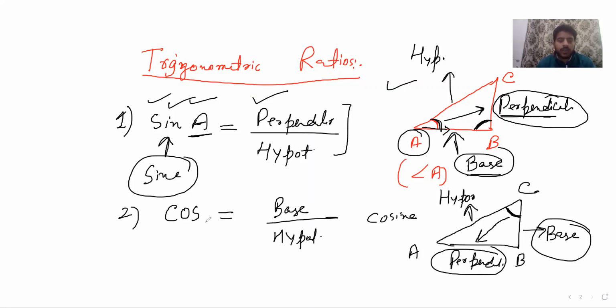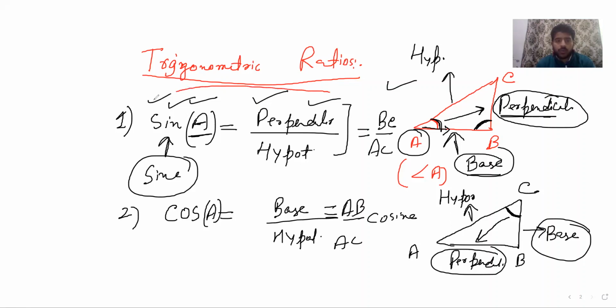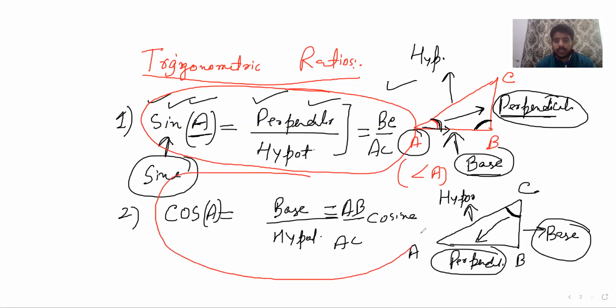So this thing will be your cos of that angle, and I have chosen from this point of view, that is A. So if I look at this triangle, the perpendicular here is BC or CB, one and the same thing. So sine A will be BC divided by hypotenuse AC. Similarly, base will be AB, so cos A will be AB divided by AC. So I have got two ratios, sine A and cos A.